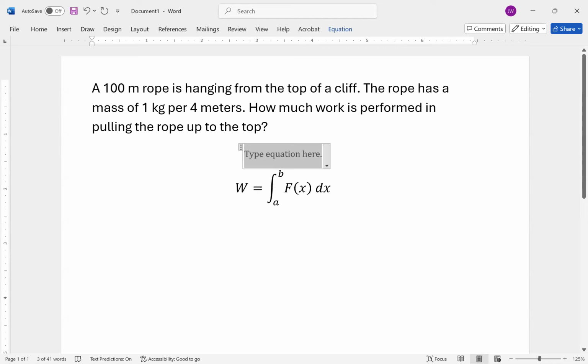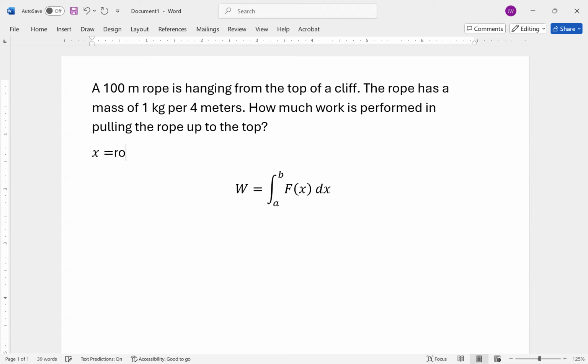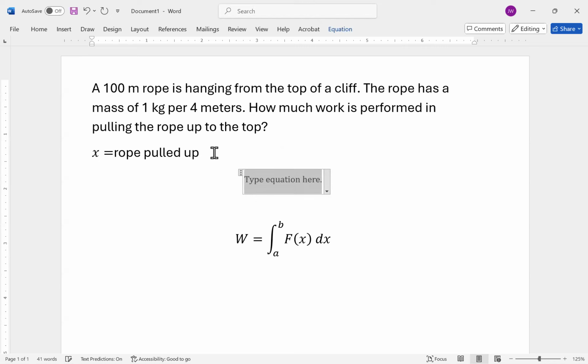So here we go. Now I'm ready. X is going to be equal to the rope pulled up. Now, if I do that, then my force function is going to be, well, since all these things are in meters and kilograms, my force function is going to utilize the constant of gravity, that is 9.81 meters per second squared.